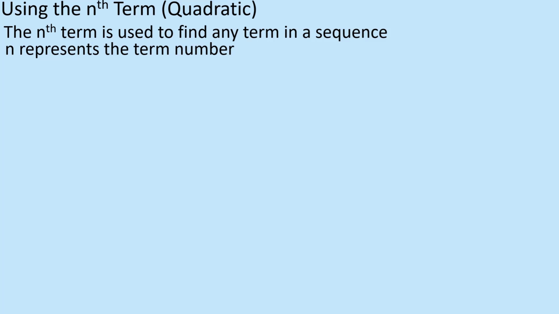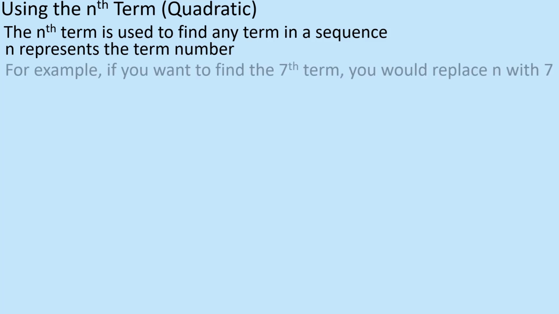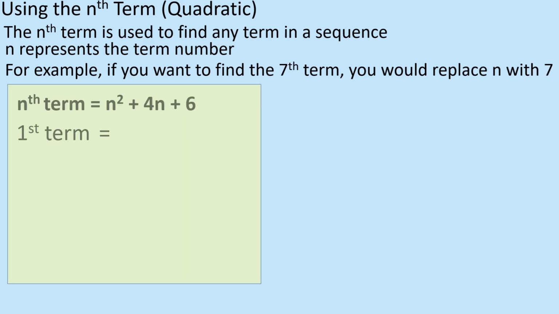So if I wanted the 80th term of a sequence, then I'd substitute the value of 80 in instead of n. For example, if you want to find the 7th term, you replace n with 7. So let's have a look.